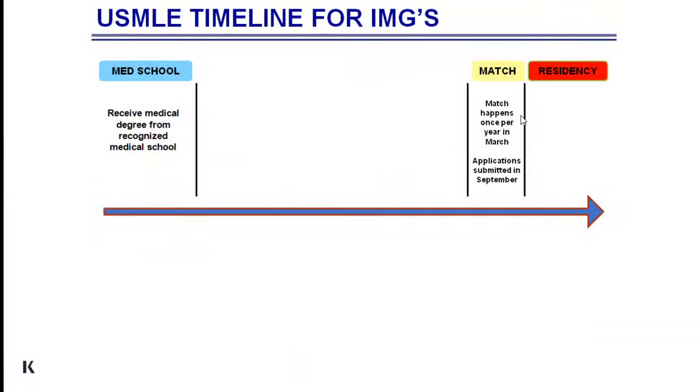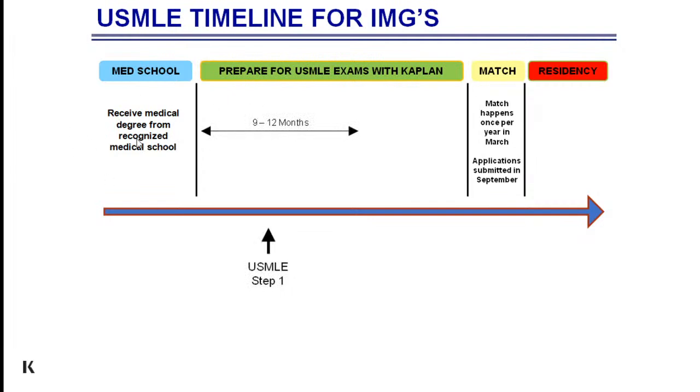Now this is all about the timeline for international medical graduates, also famously known as the IMGs. Currently all of us are in med school awaiting our degree, which is the MBBS. When you start preparing for the USMLEs with Kaplan, the average timeline taken for any student, no matter if a scholar or an underperformer, is about 9 to 12 months. So that is how long the USMLE takes for the preparation of Step 1.